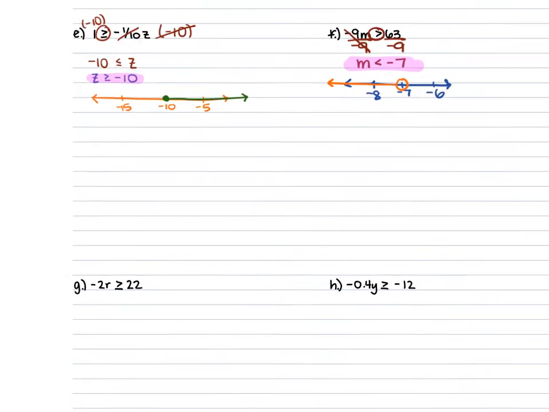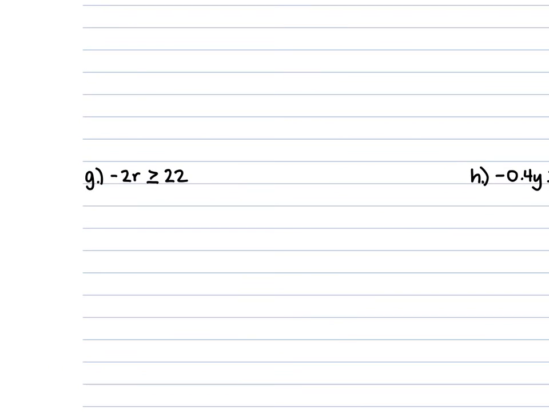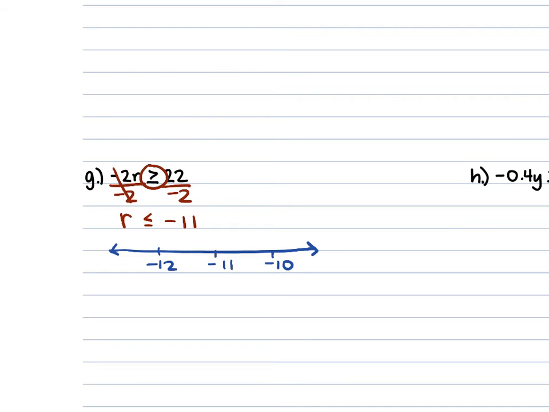For g, we have negative 2r is greater than or equal to 22. So we're going to divide each side by that negative 2. Our sign flips. r is less than or equal to negative 11. So on our number line, we have negative 12, negative 11, negative 10. We have a closed circle on negative 11, and our line runs to the left since our sign points to the left.